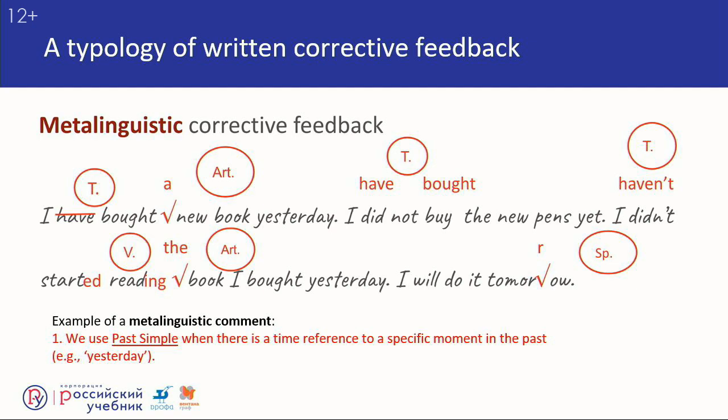We use past simple when there is a time reference to a specific moment in the past. For example, yesterday. What's that? Well, it's my little metalinguistic comment, which is an explicit explanation of the grammar rule on which a mistake has been made. And this is another kind of strategy under that term, metalinguistic error corrective feedback, right?